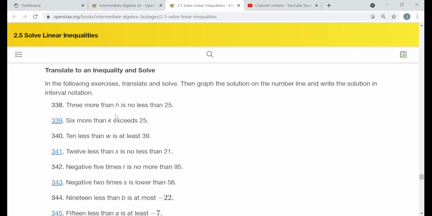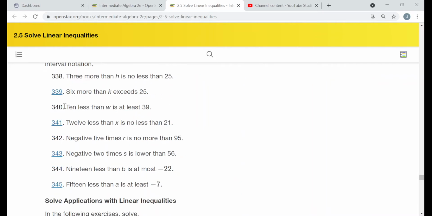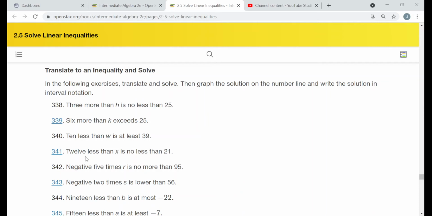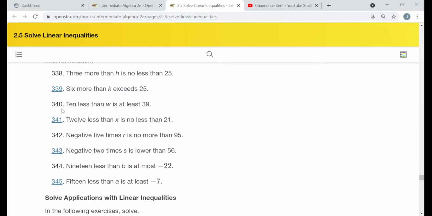Now I've written these out. I'll be doing them on a separate paper, but in each of the exercises you're asked to translate into an inequality and solve said inequality. Then graph the solution on a number line and write the solution in interval notation. So 3 things here. Now I'm going to be calling these example 1 through example 8, right? So if you are following along, example 1 corresponds to exercise 338. Example 8 corresponds to exercise 345.